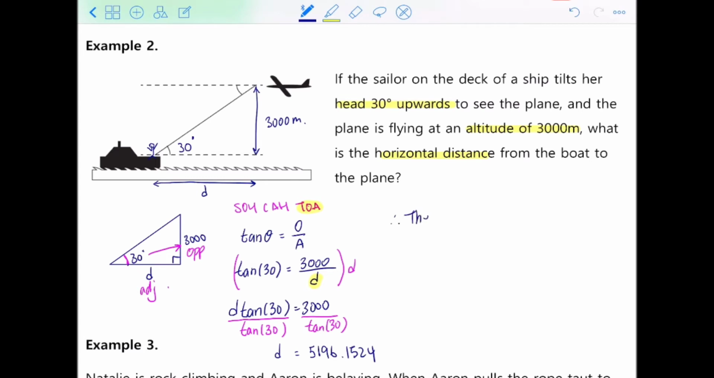All right, so D is horizontal distance. So the horizontal distance from the boat to the plane is this big number with the correct unit, meters.